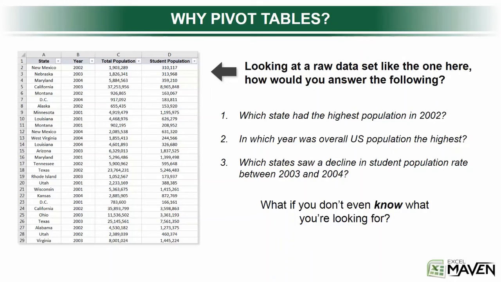In which year was overall US population the highest? Now you may need to start adding some intermediate steps, to aggregate the data at the national level and then start sorting from there. So definitely still doable, but now it's becoming a little bit more tedious. Which brings us to number 3. Which states saw a decline in student population rate as a function of total population between 2003 and 2004?